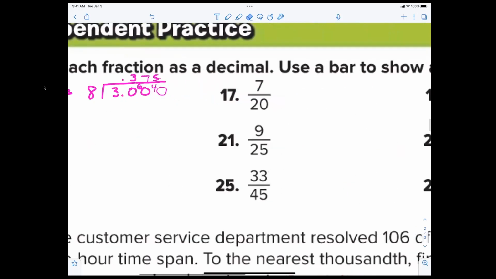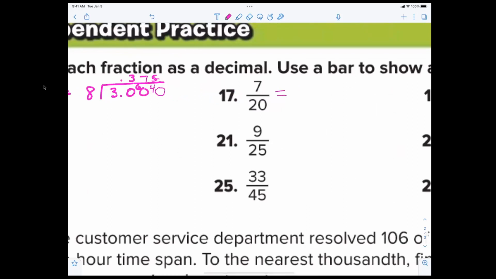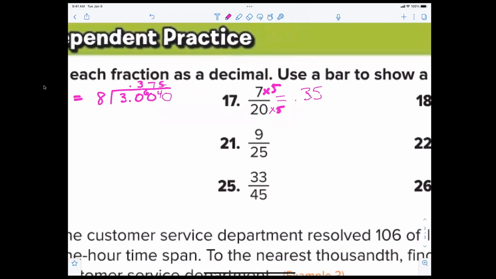Next, 17. Tell me how. Oh, that's going to be 3.5 over 10, right? That's nice. Or I could just say multiply by what? You're okay if you can do that, you just got to remember about the decimal. All right, so multiplying by 5 is better. Is everybody okay with this? All right, we're doing good.